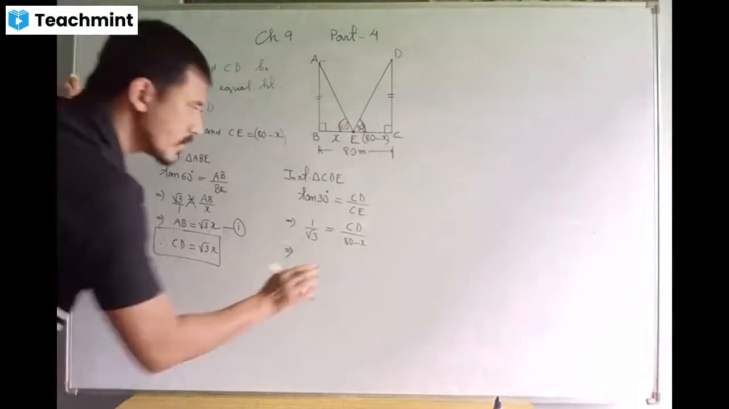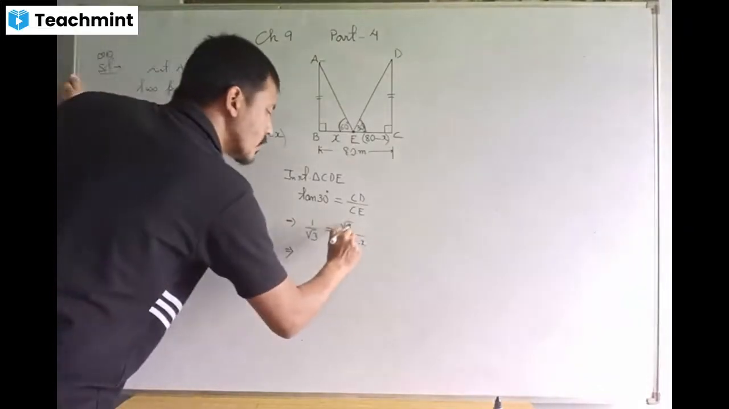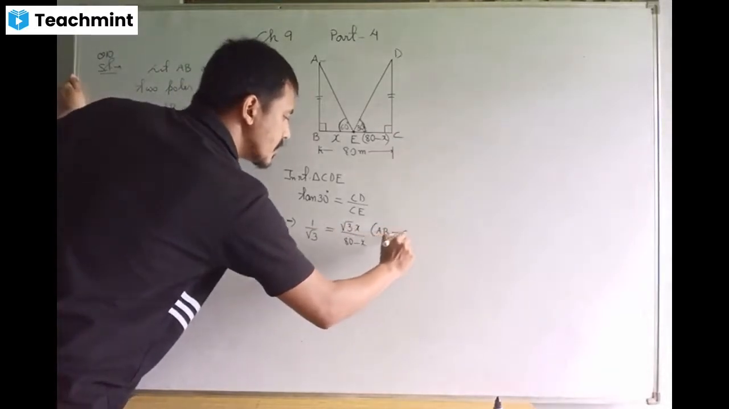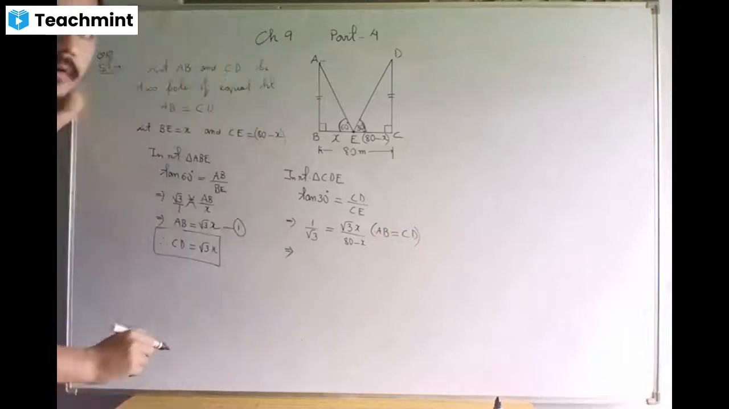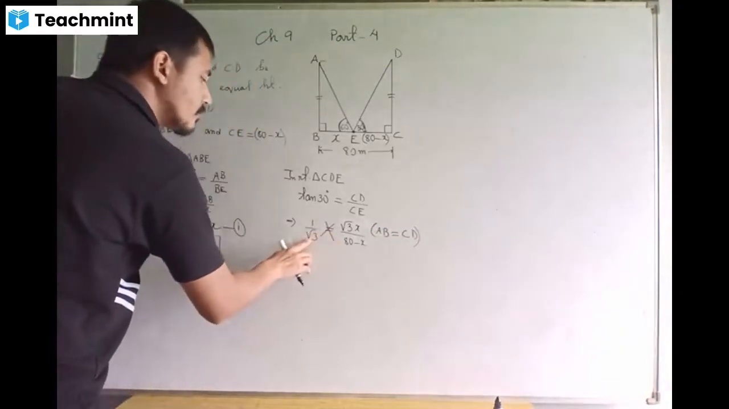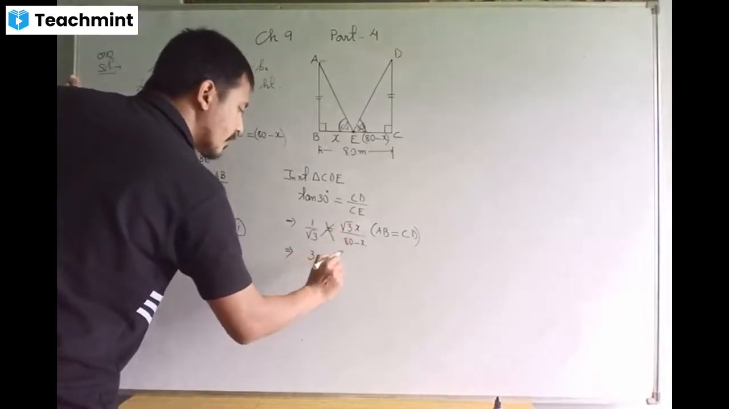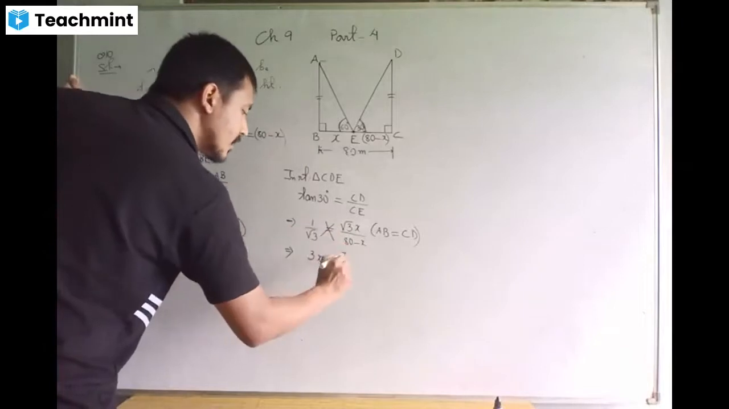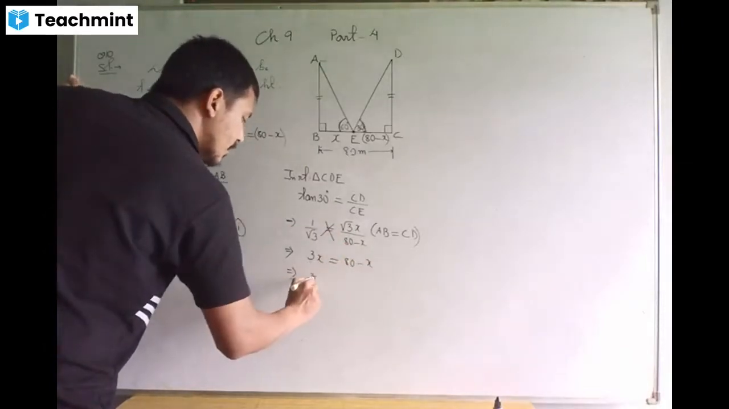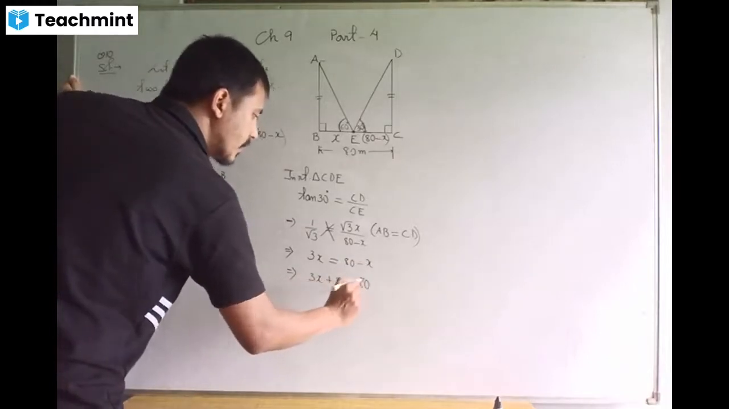So instead of this CD here, I'm going to replace it by square root of 3 x. And what is the reason? Because AB is equal to CD. Are you following that? Now you can cross multiply. Square root of 3 times square root of 3 is 3, and x. 80 minus x times 1 is 80 minus x. So this implies 3x plus x is equal to 80 meters.